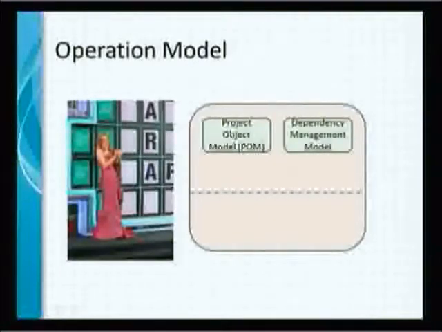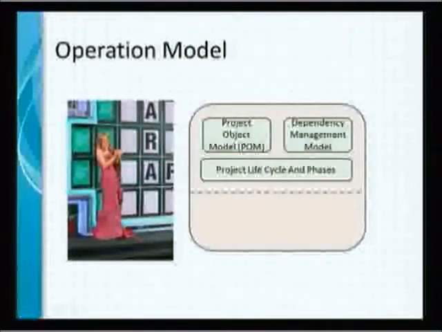The next square is the dependency management model. This describes how we interact with all the different dependencies in our project and also with external dependency information. We'll see that there are these repositories where Maven gets its information from. The dependency model tells us how to get that information into our project.